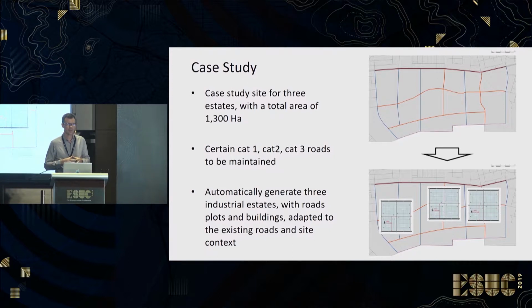The case study we're looking at is a 1,300 hectare area, on which there would theoretically be 3 different estates planned. This area has a particular shape and has some streets going through it, category 1, 2, and 3 roads. The challenge is to take these planning principles and apply them to this area to generate 3 different estates.